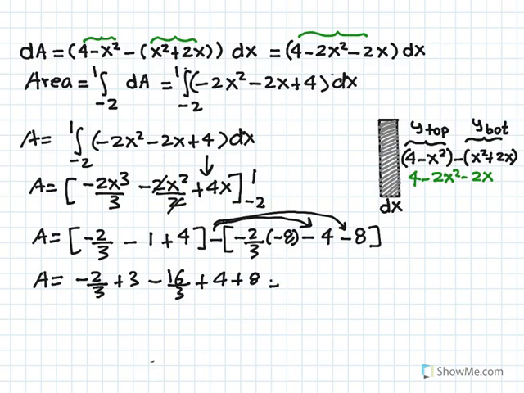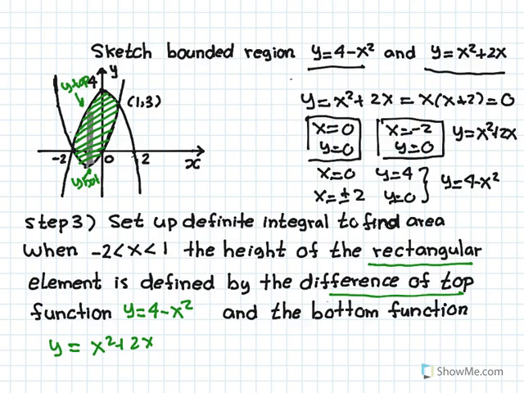All right, let's simplify this. Let's add the fractions first. We get minus 18 over 3, that's, of course, just 6. And look at the whole numbers. That's 3, 4, and 8. 3 and 4 is 7. 7 and 8 is 15. That's plus 15. So what we get is 15 minus 6, which is equal to 9. This is the area of the shaded region. This is this area here. This area is 9. All right. Thank you.